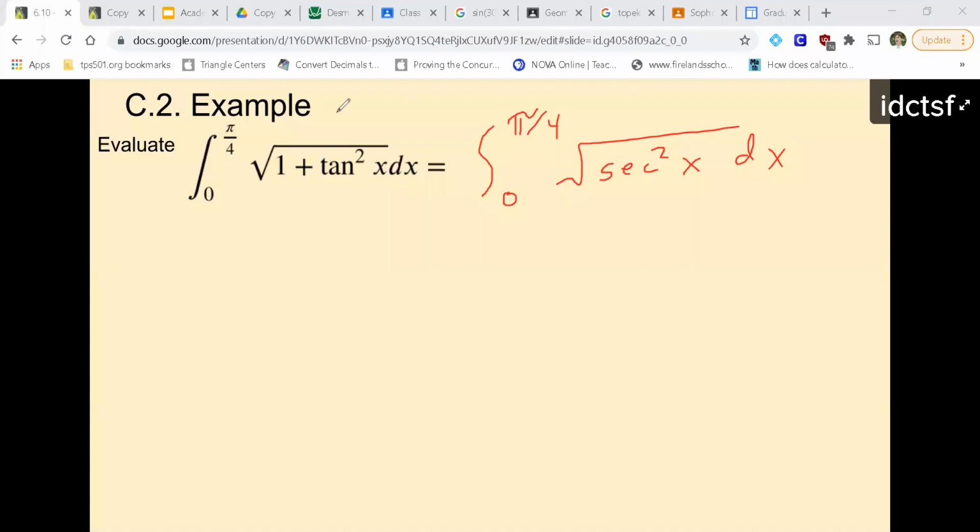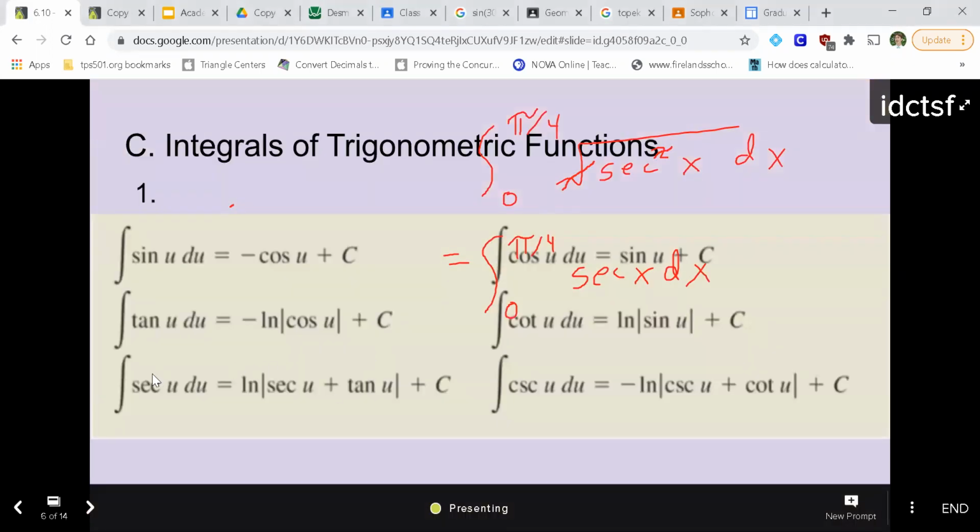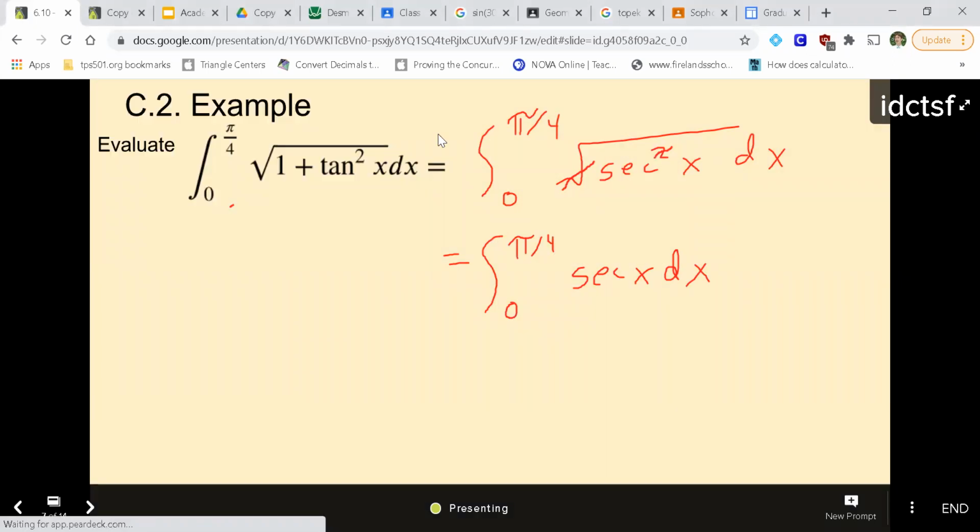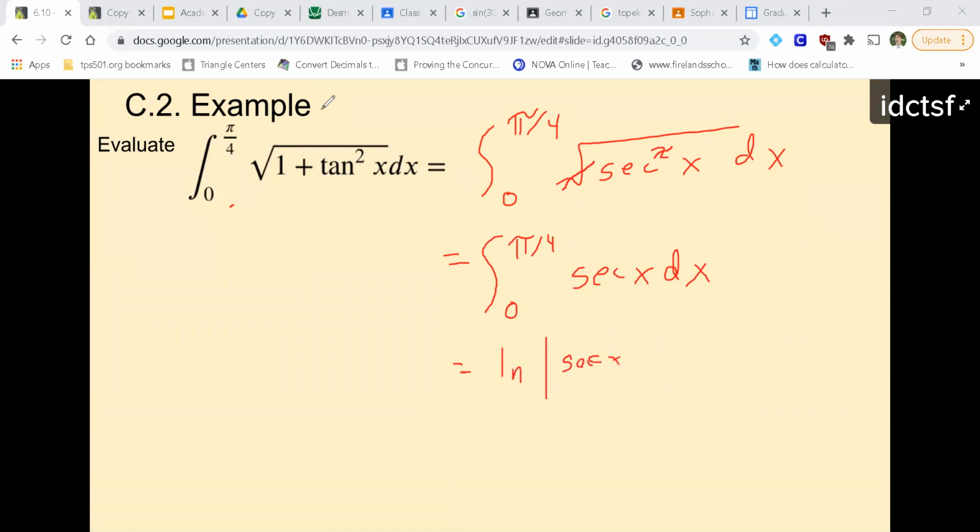So then if we continue, the square root of secant squared, those are opposite operations, so they'll cancel out, leaving us with just secant. The square root cancels out the squared. And now if we're doing the integral of secant, that's just using our formula over here. The integral of secant is the natural log of the absolute value of secant of x plus tangent of x.